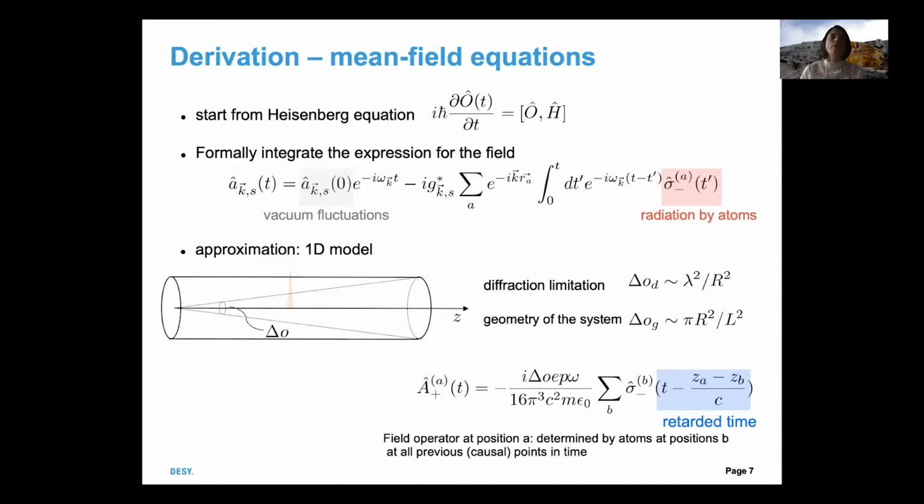So then we start out to formulate the operator equations. So the Heisenberg equation of motion for these operators, for the sigma operators and the bosonic operators for the field, and formally integrate the expression to get an expression of the time-dependent field operator. And here you see, from this formal integration, you get a coupling to the radiation by the atoms. And you are left with this annihilation operator at time 0, and that's the operator that will account for quantum fluctuations.